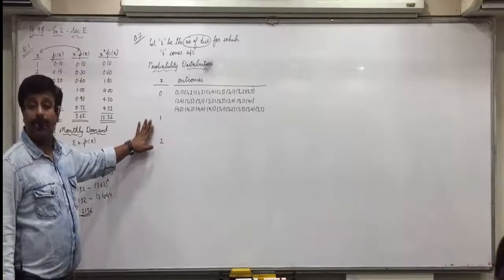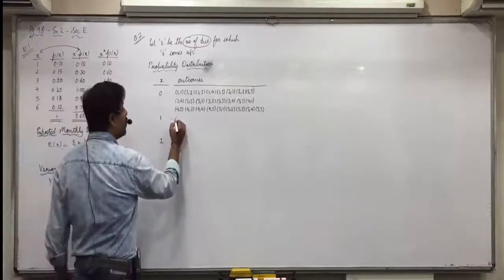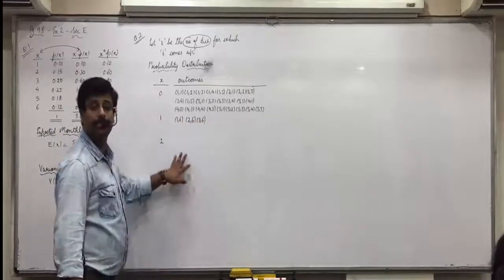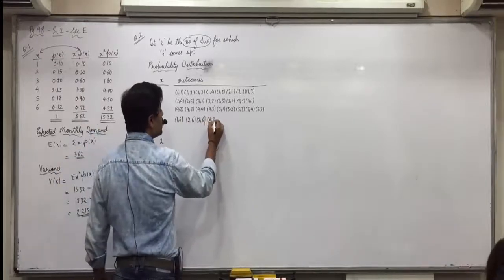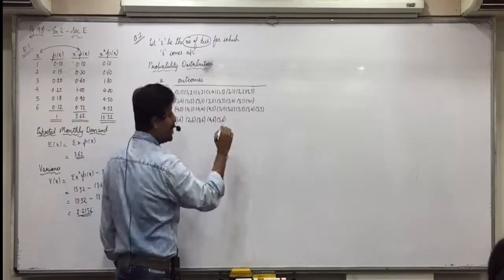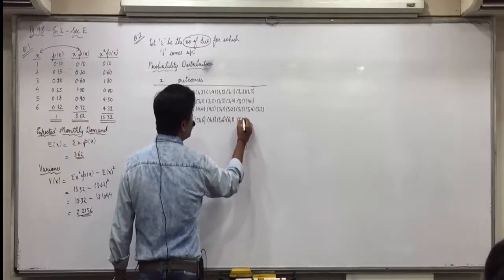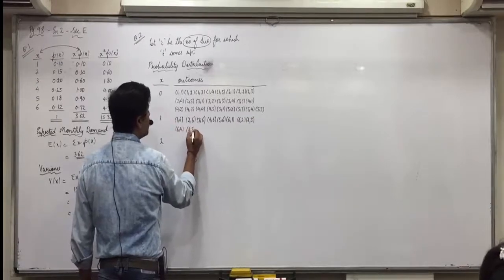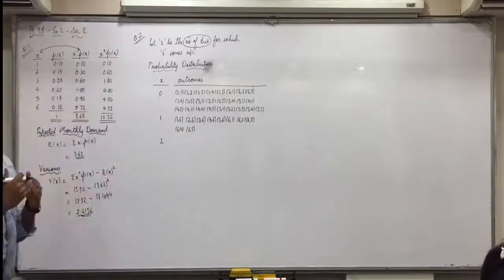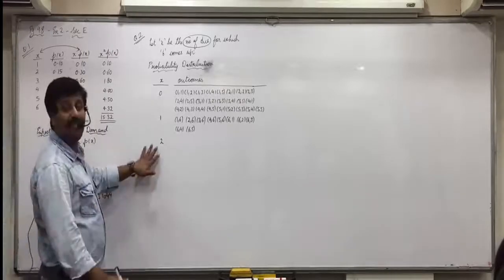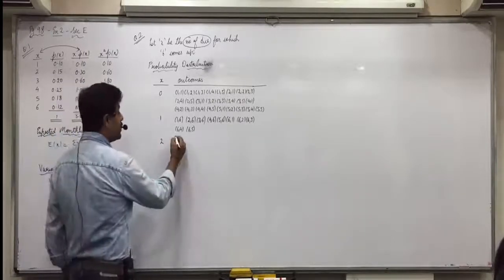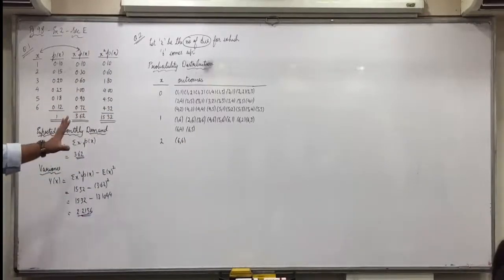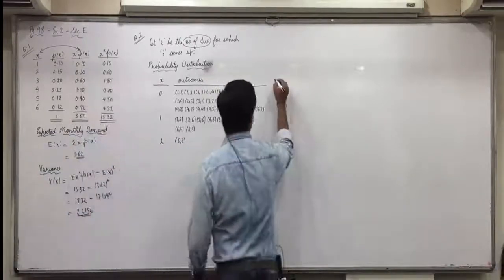Now in which all outcomes do we have one dice 6? 1 6, 2 6, 3 6, 4 6, 5 6, and even in the row of 6, 6 1, 6 2, 6 3, 6 4, 6 5. Did you understand this question or not, everyone? And only in one outcome we have both the dice 6, that is 6 6. Last outcome. Did everyone understand it? So now we can get the probability.